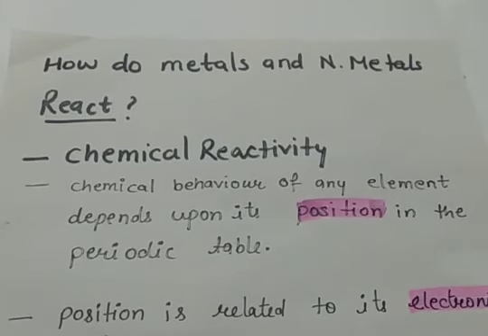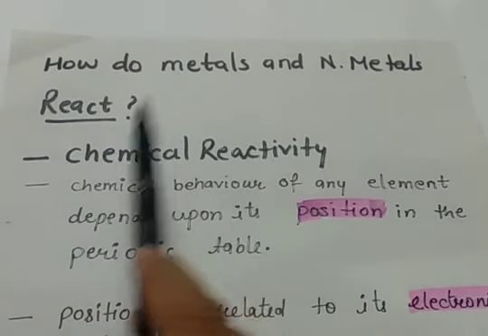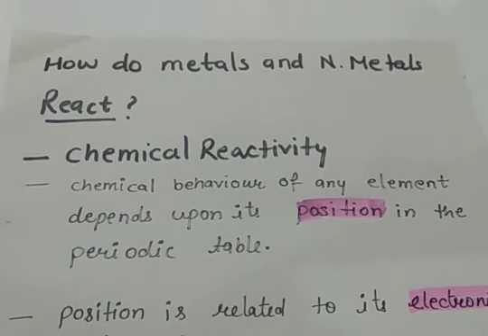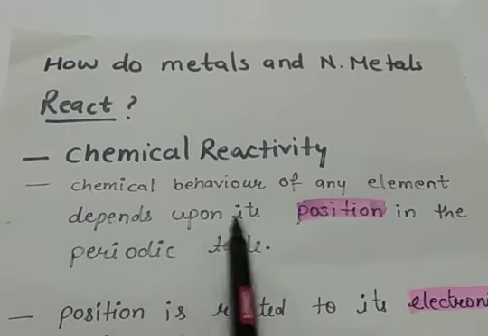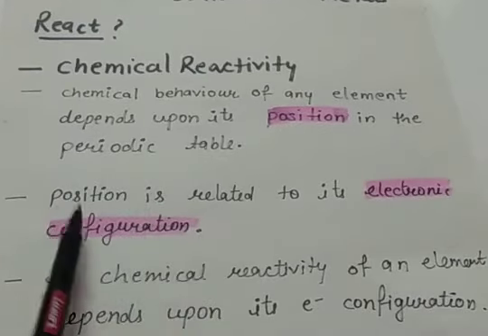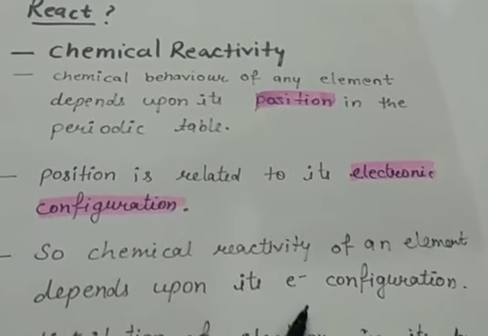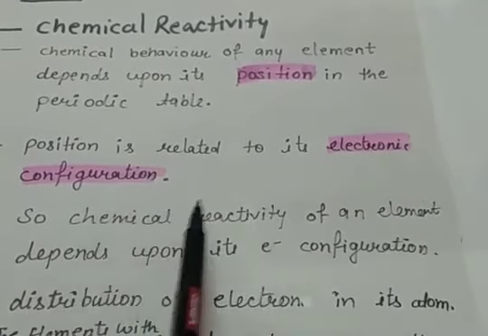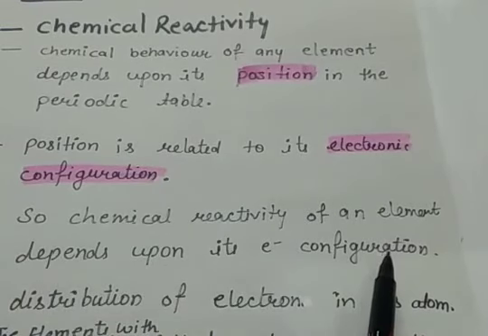Now let us see how metals and non-metals react. The reaction between the metals and non-metals depends upon the chemical reactivity of the metals and non-metals. And this chemical behavior of any element depends upon its position in the periodic table. Position is related to its electronic configuration. So, chemical reactivity of an element depends on its electronic configuration.